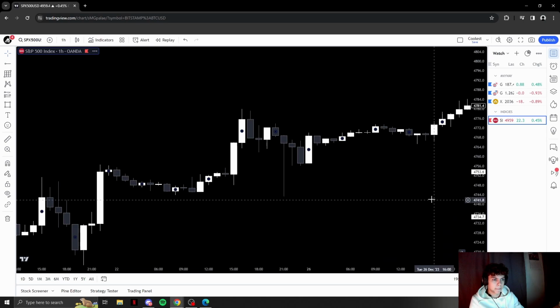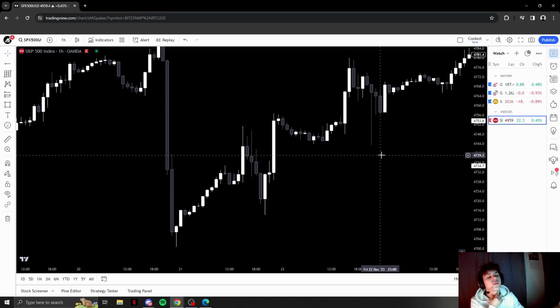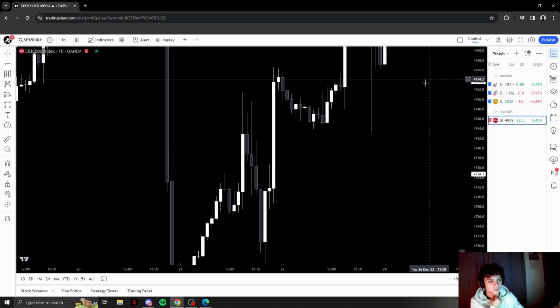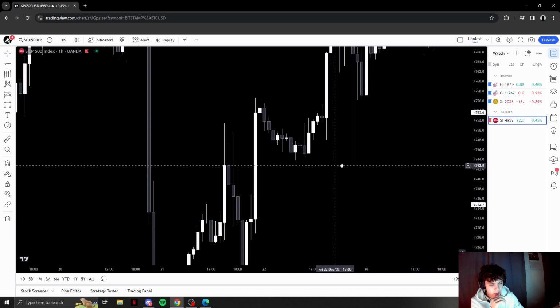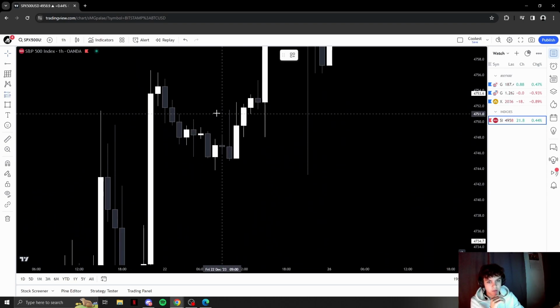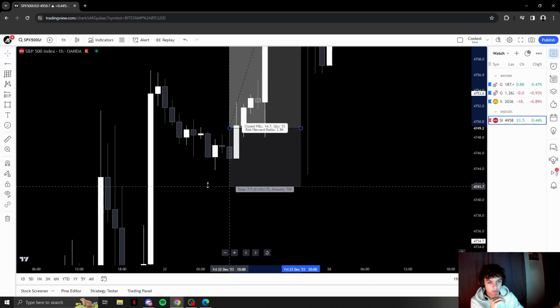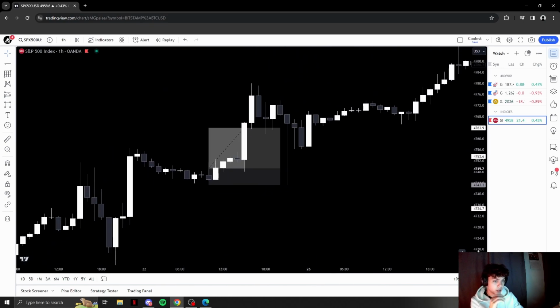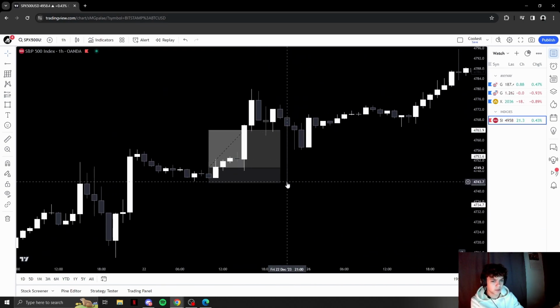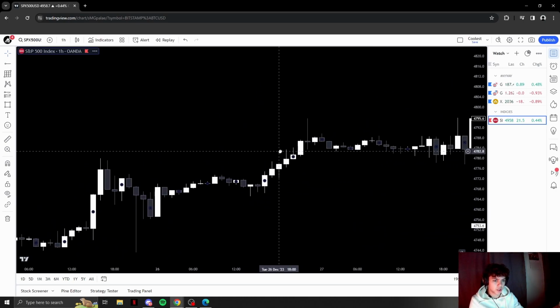Looking good, I ain't gonna lie. So what would happen here? This is some retail traders' stop loss right here. The big market, the banks, they want to take those traders out, and then they can continue its direction.